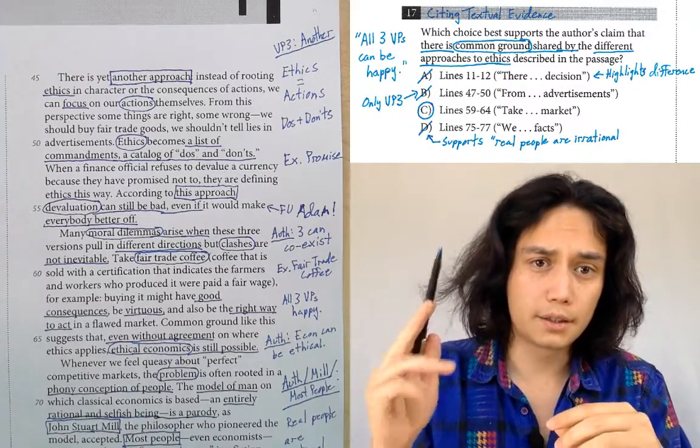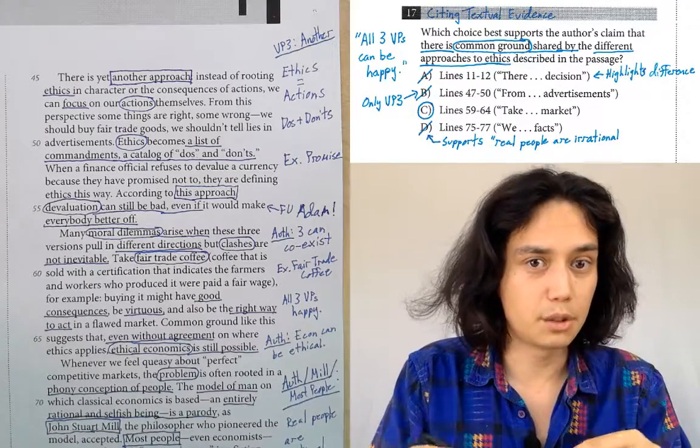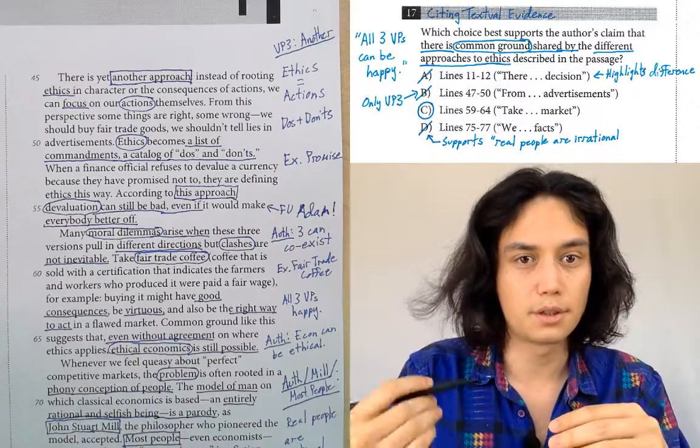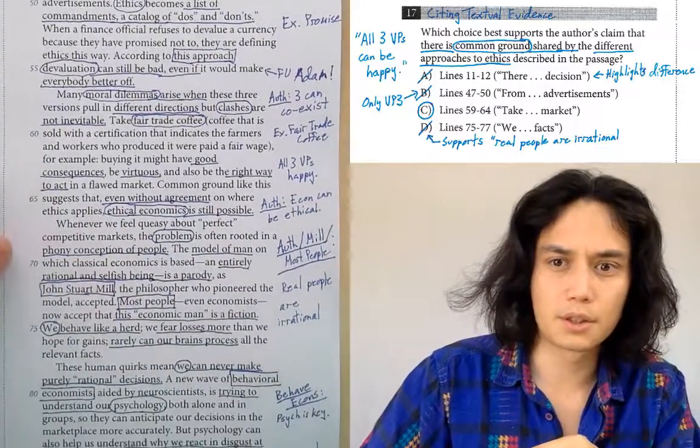All right, answer choice C, we're going to skip over that and come back to it until we get through answer choice D, which is lines 75 through 77.